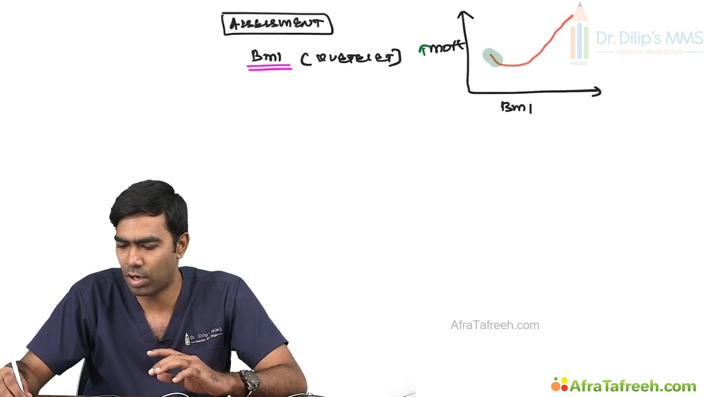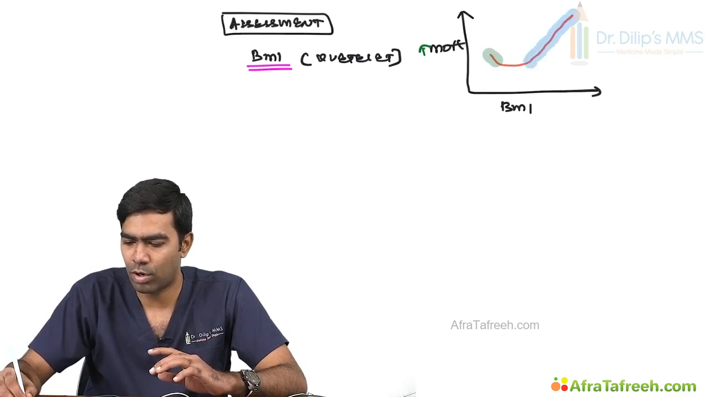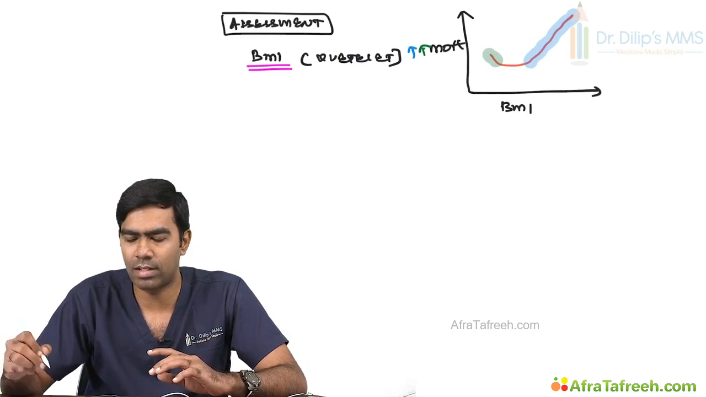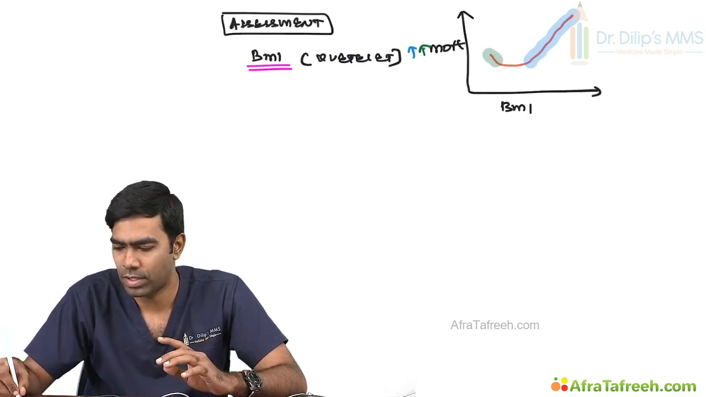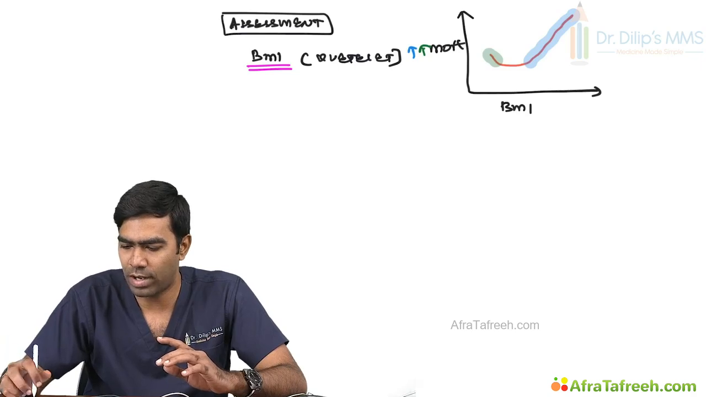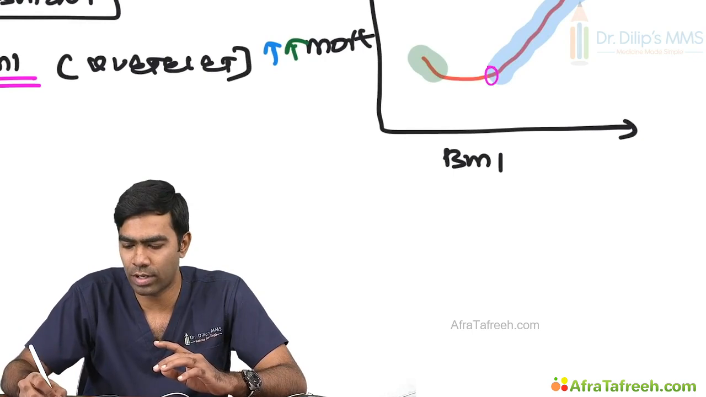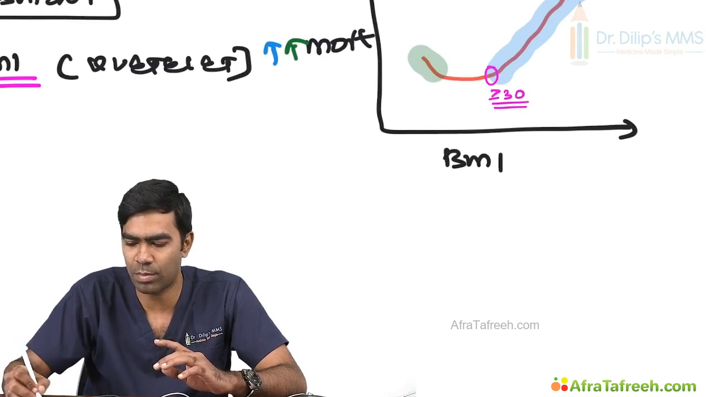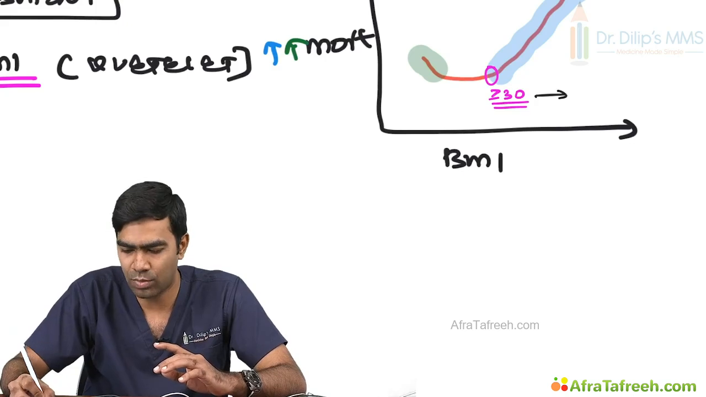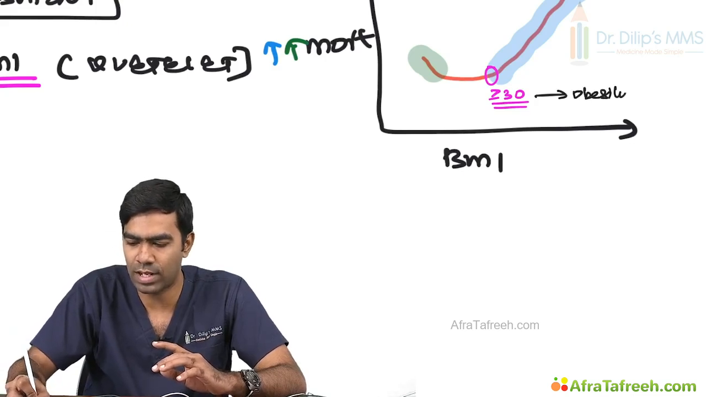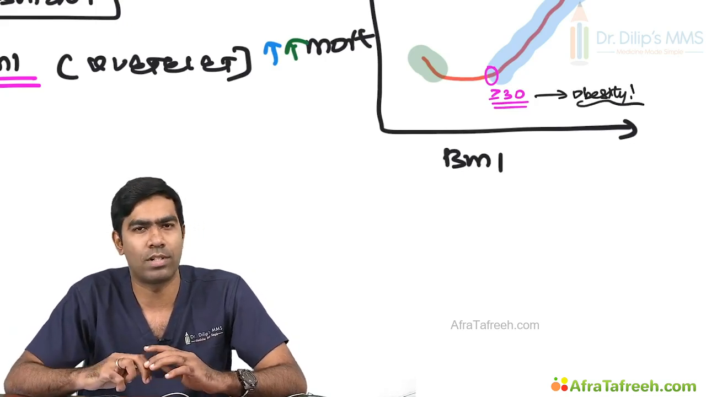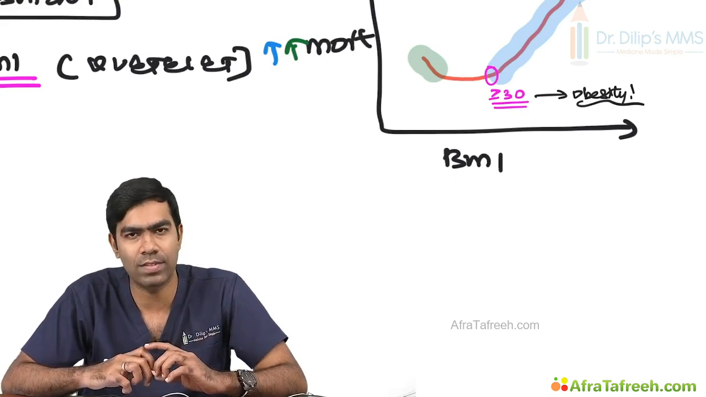At the same time, beyond a point, your mortality is going to increase again. That's why we call it a J-shaped curve, which means there will be a point where your mortality increases, and that is usually at a BMI of more than 30. And that is why this 30 is what we set as a cutoff of obesity. It's not without any evidence. That is the reason why we set a cutoff for obesity.